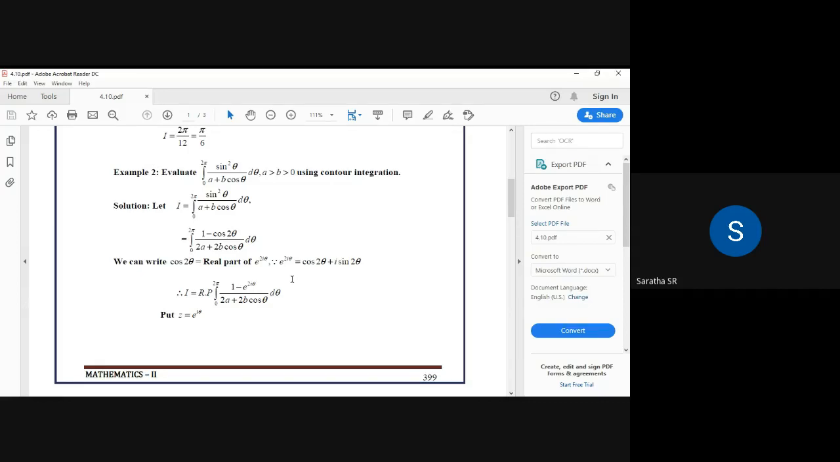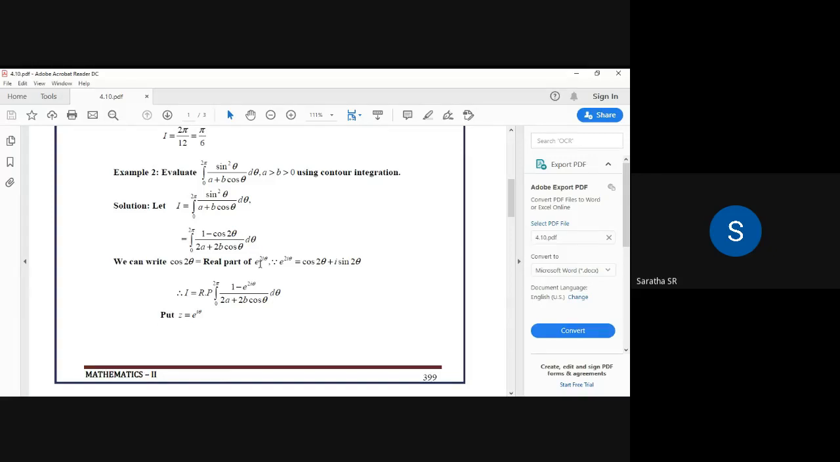Because of that reason, we take the numerator sine square theta equal to 1 minus cos 2 theta divided by 2. So instead of sine square theta, we replace it with 1 minus cos 2 theta by 2. Then we multiply the 2 with this a plus b cos theta, so we got this answer. Whatever should be in the denominator, we convert the trigonometric function in terms of exponential. Then only the problem will be easier. Otherwise, it is very complicated. Okay, so then I will move on to this cos 2 theta.